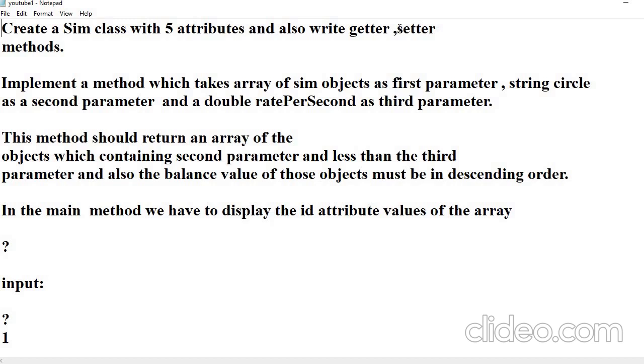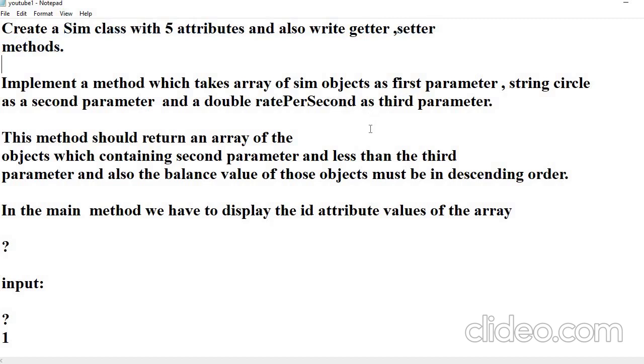Now, in the main class, that means in the solution class, in the main method, we will have to call a method. We will have to define another method in the class, which will accept the array of this Sim class, another parameter as the circle, and another parameter as the rate per second.